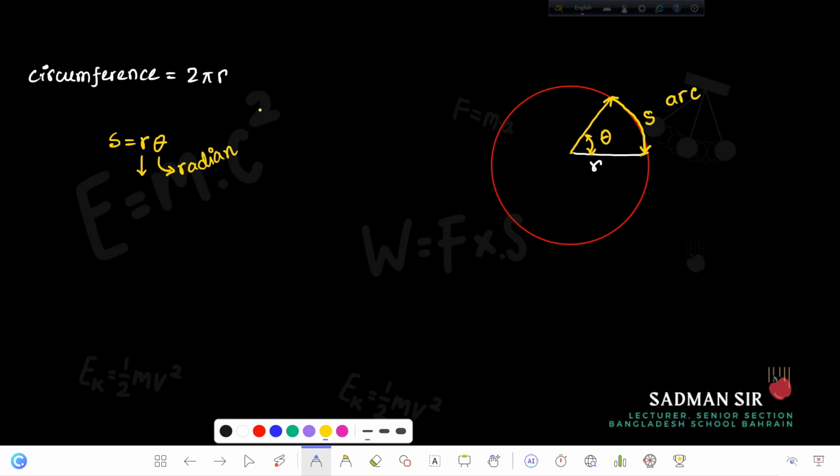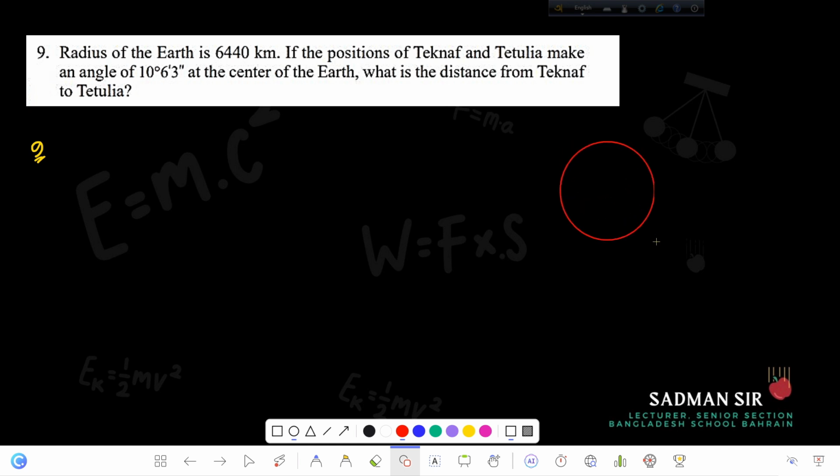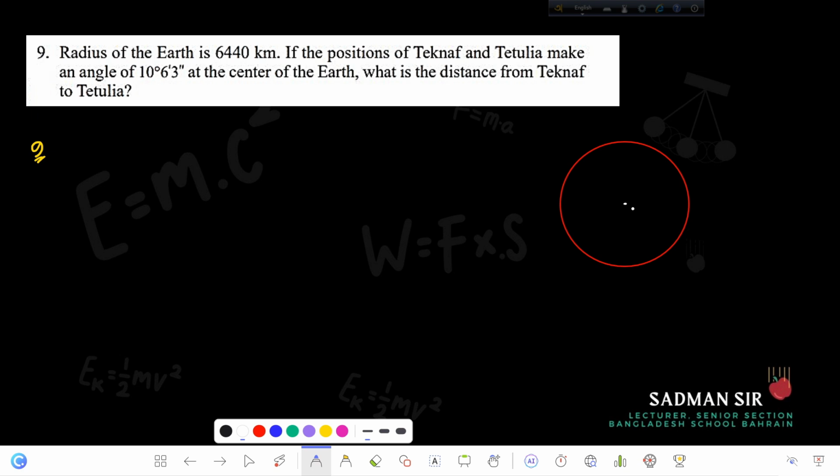Okay, so now let us see, using this formula, how we can solve question number 9. In question number 9, you can see that the radius of the earth is 6440 kilometer. So here the circle that we are about to draw is going to represent the earth. Okay, so let us say this is the earth and this is the center of the earth and this is the radius of the earth, that is 6440 kilometer. Okay, if the positions of Teknaf and Tetulia make an angle of 10 degree, our angle is given at the center of the earth, what is the distance from Teknaf to Tetulia?